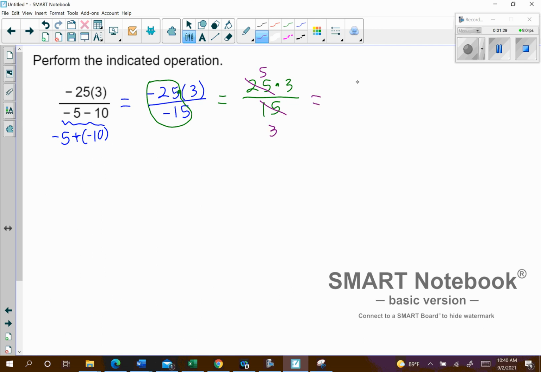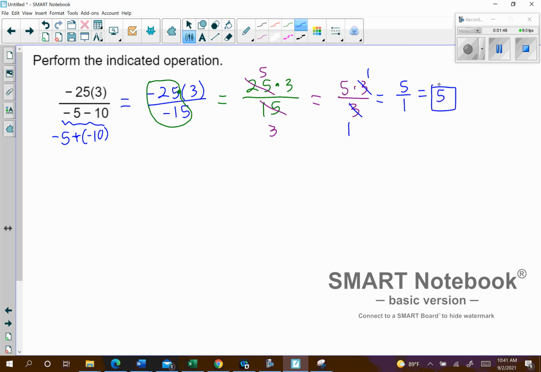Okay, let's see what we have left now. 5 times 3 over 3. And now I can reduce the 3's right here. Those reduce down to 1's. So we end up with 5 over 1, which then equals 5 right there.